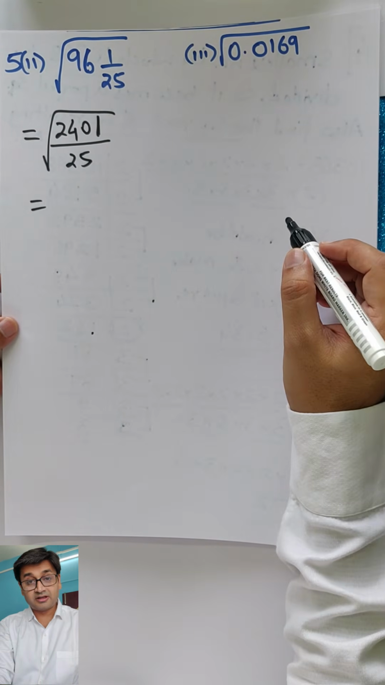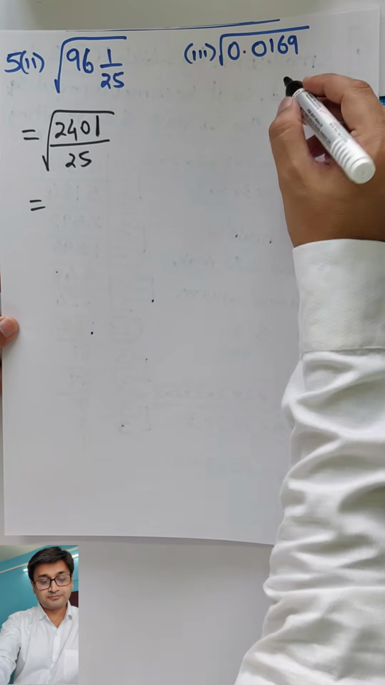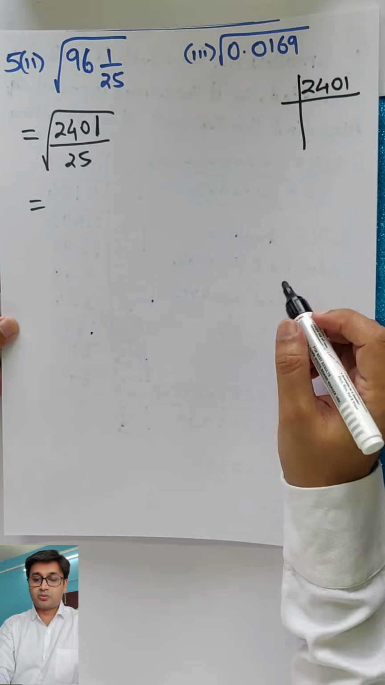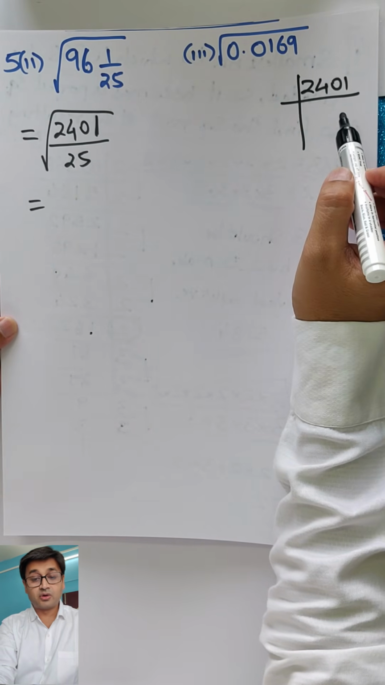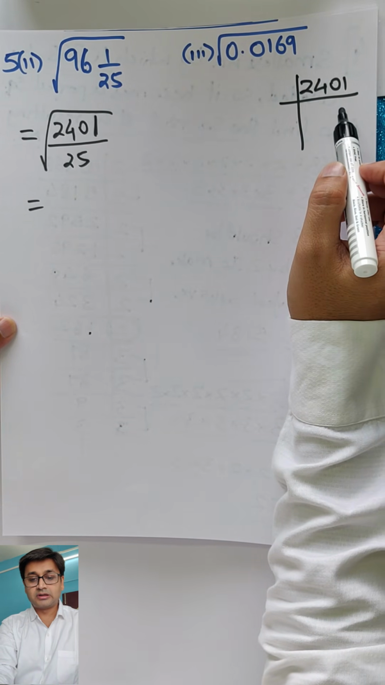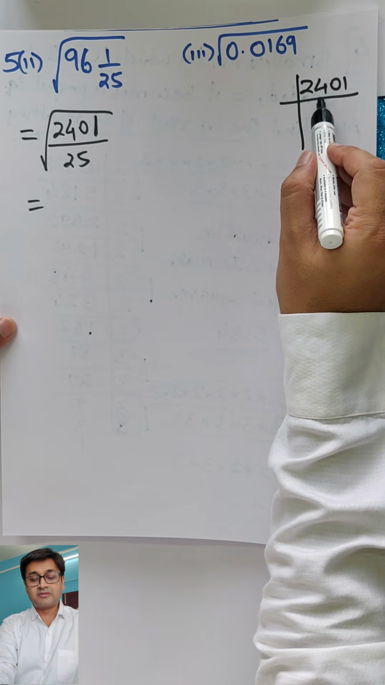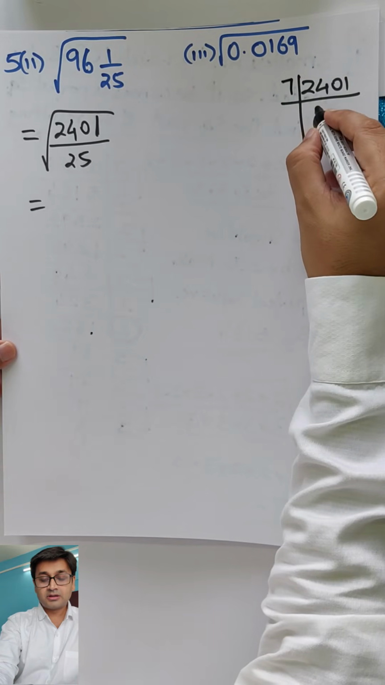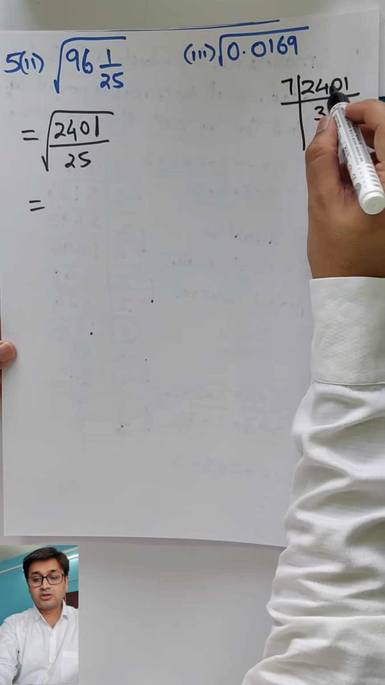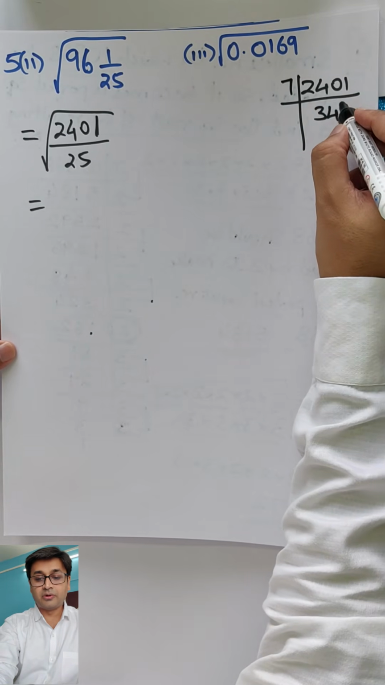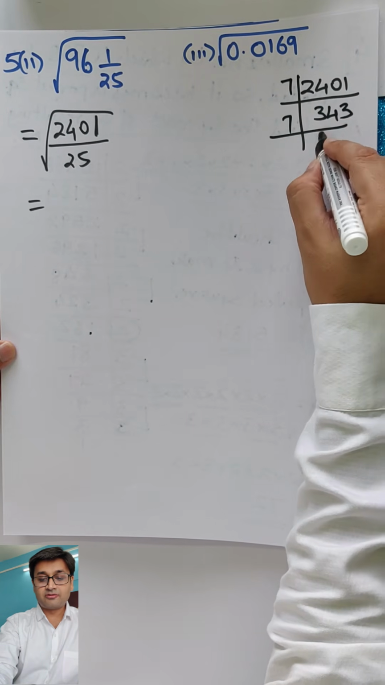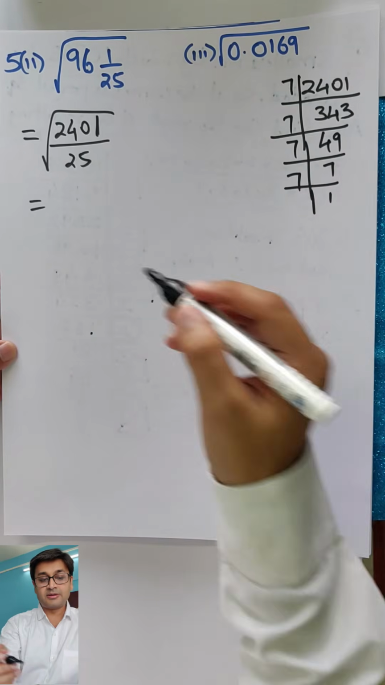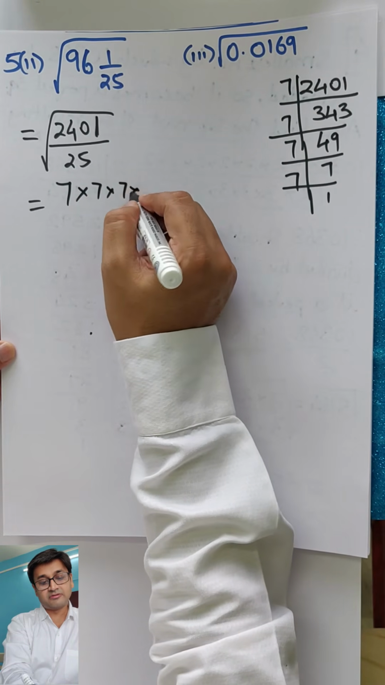So we'll have to find the factors of 2401. I don't know what it goes in. It goes in 3, 4, 5, 6, 7? No, it doesn't. So what should I try it with? Let me try with 7. Yeah, it goes in 7. 7 threes are 21, 7 fours are 28 plus 2 is 30, 7 sevens are 49. So I get 7 into 7 into 7 into 7.